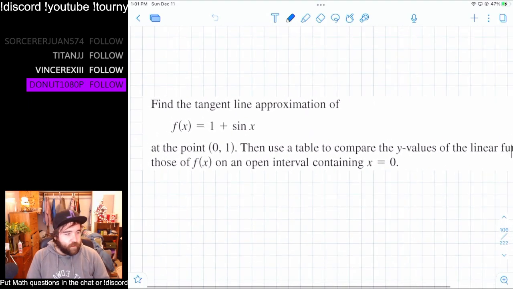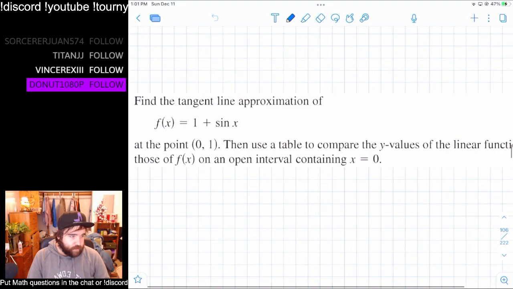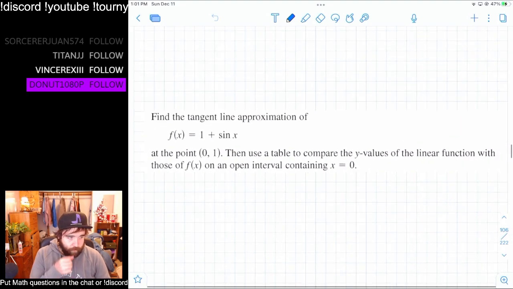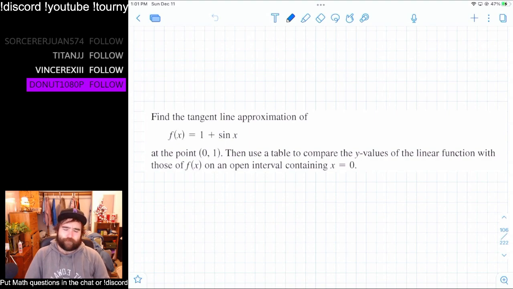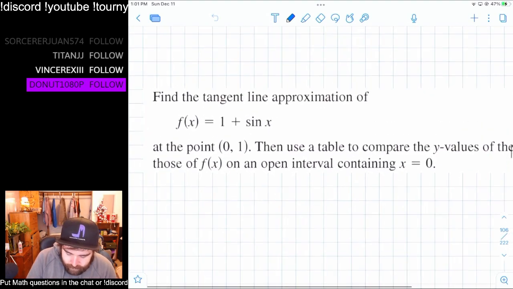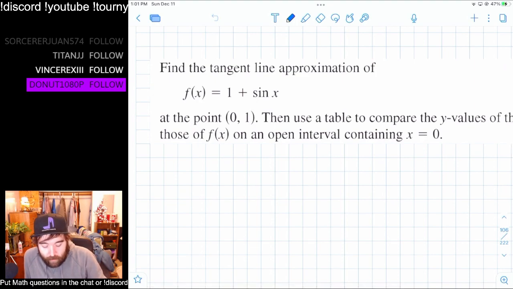So find the tangent line approximation of this at that point 0, comma 1, and then compare that with the y values. Interesting. So we're going to do that. How do you write the equation of the tangent line? You just need the slope and you need the point. So the point 0, comma 1, they already gave us that. So it's going to be x minus 0 equals y minus 1. We just need the slope. And if you know what the graph looks like, you'll know what the slope is.